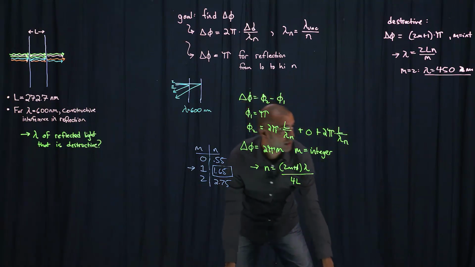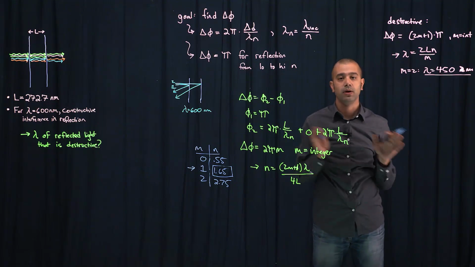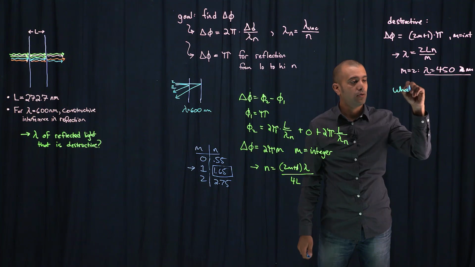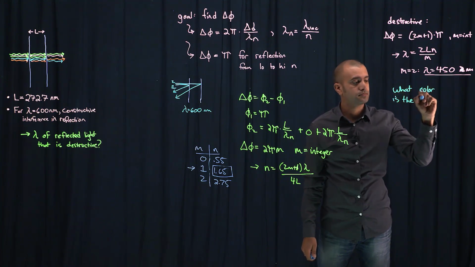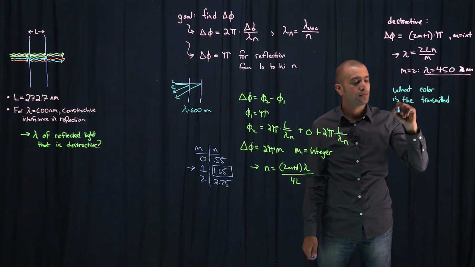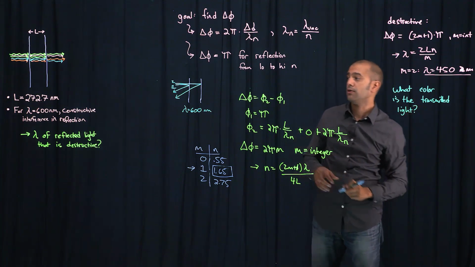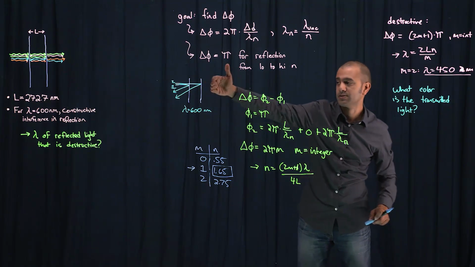Keeping that in mind, let me go ahead and just give you one last question to think about. The answer is going to be written up in the solution. I won't cover it in the video. And the question is, what color is the transmitted light? What that means basically is which of these wavelengths will constructively interfere in the beams that come through here.